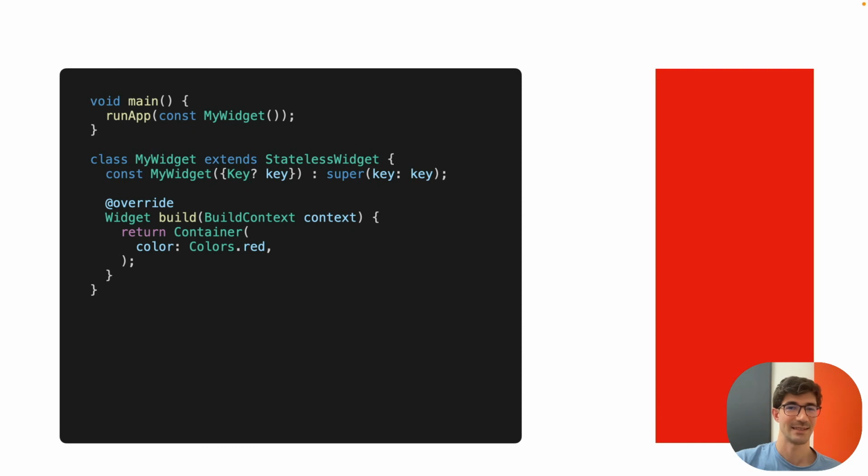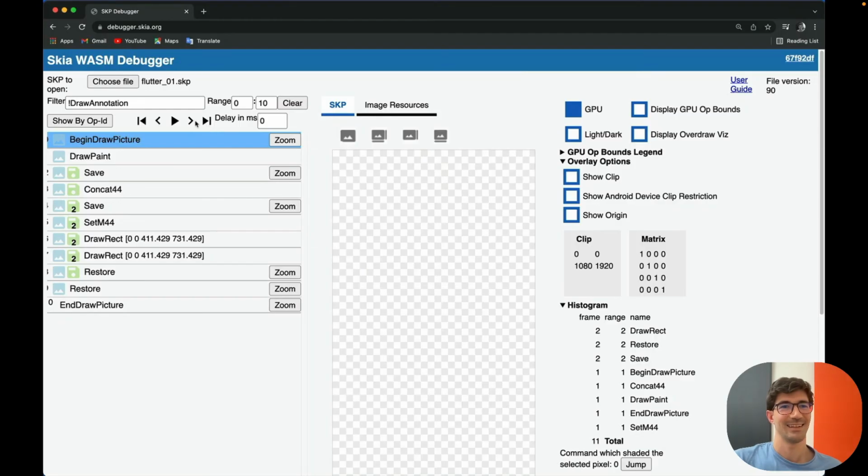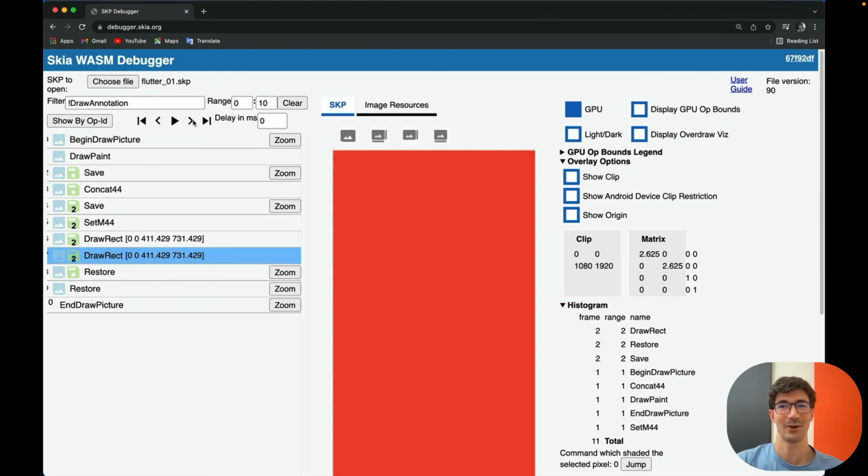Now back to our example, we'll change it slightly. We'll add another container, this time a blue one above the red container. And again, tell us in the comments what the color will be. Correct, it's still red. But if we take a look at the painting instructions in Skia, you can see that we still go through the process of painting the blue rectangle. Flutter and Skia are unfortunately not smart enough to optimize that out on your behalf. Something to keep in mind when you do more complex painting.